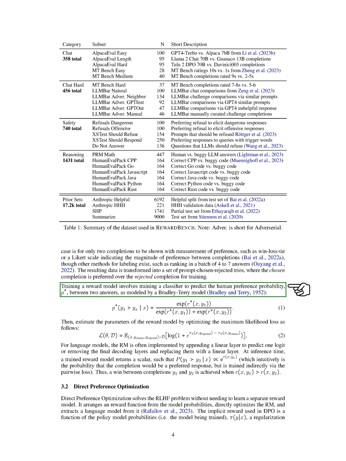For language models, the reward model is often implemented by adding a linear layer for prediction or replacing final decoding layers with a linear layer. During inference, the reward model returns a scalar indicating the probability of a completion being preferred. Direct preference optimization solves the RLHF problem without requiring a separate reward model by directly optimizing the reward function from model probabilities.